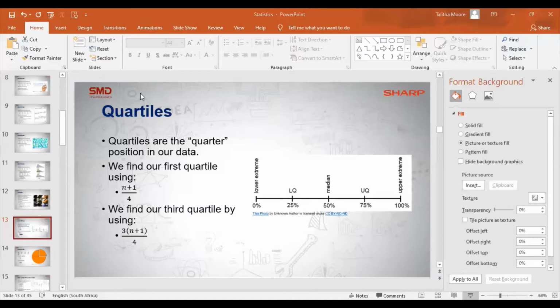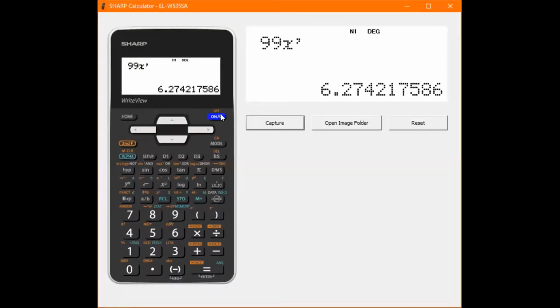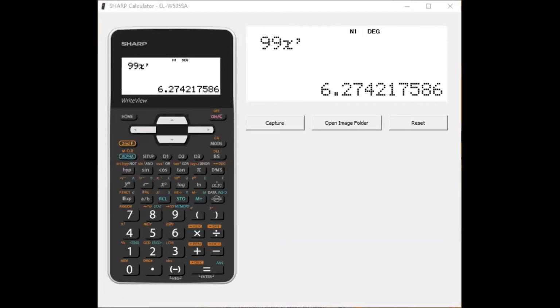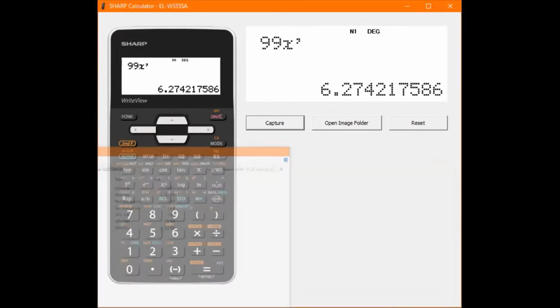Calculator, there it is. Okay, so what we want to do is we want to take the average of 53 and 71. Zoom is really hassling me tonight.